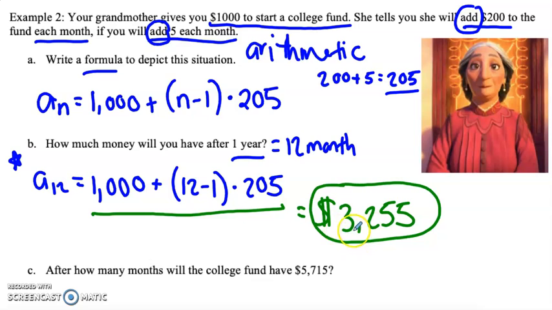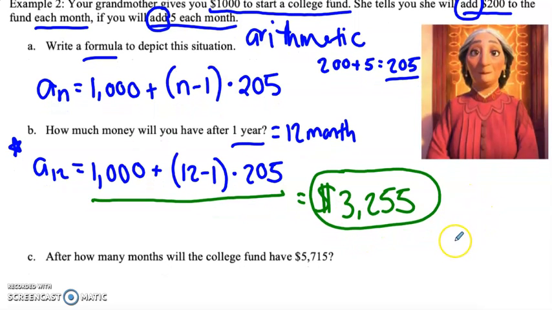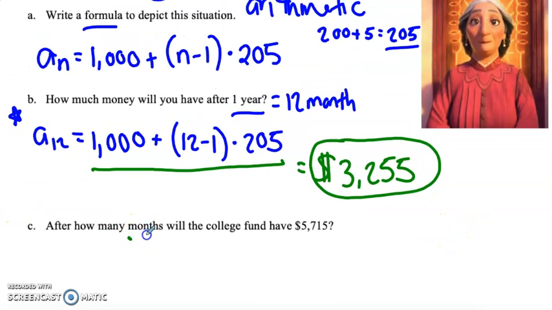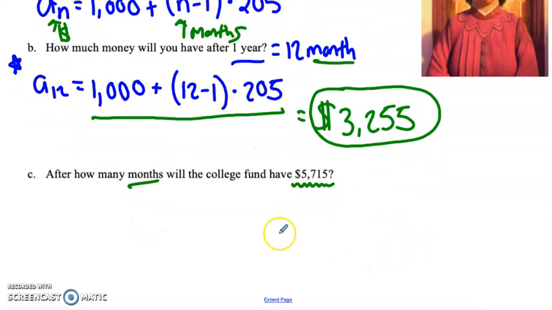That's an awesome deal. All right, let's do one more question about this. After how many months is the college fund going to have this amount of money? Our n value was months right here, and this a sub n value was representing our dollars, how much we were making. Since I'm looking for the month, this is kind of like the problem we just did, we're going to have to work backwards. So this 5,715 is going to go where your a sub n value was.